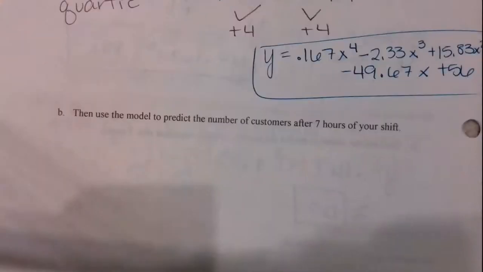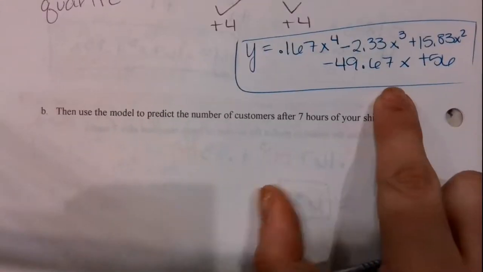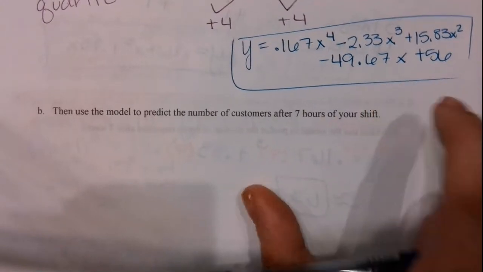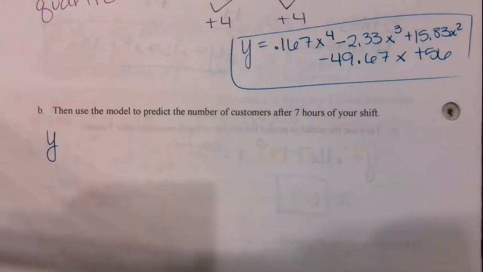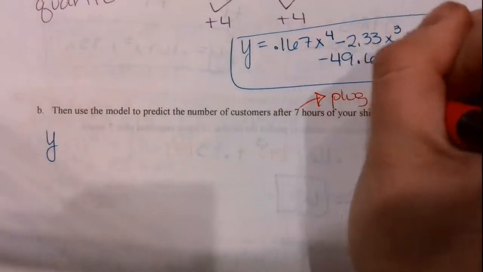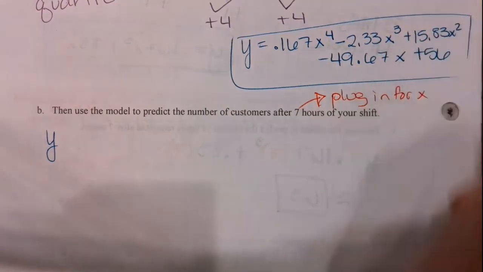Okay, then I want to use this equation that I just wrote down to predict how many customers will come in after 7 hours of me working. So again, 7 gets plugged in for x.